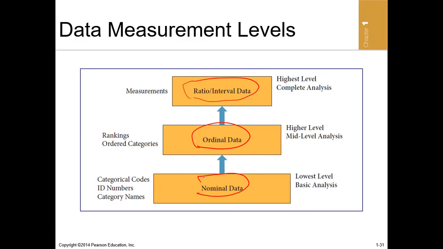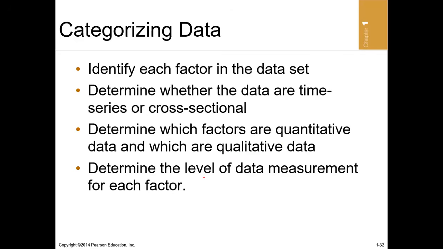We can't find the mean. But when it gets to ratio or interval, that is usually numbers. Because they are actually numbers, we can find the mode, we can find the median, and even find the mean as well. That is why we say that for ratio or interval data, we can do so many analyses with it.